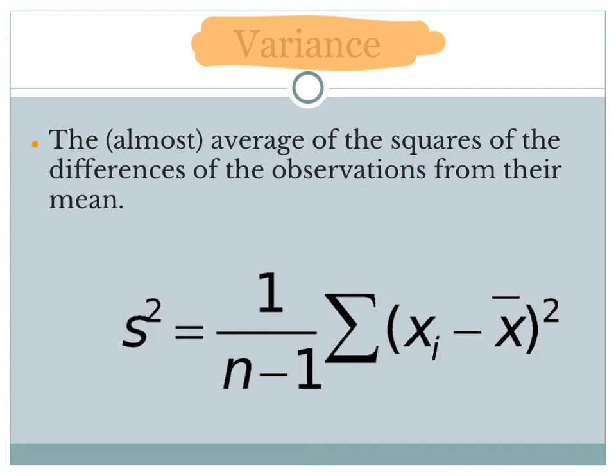We'll take the sum of all of those squared deviations from the mean, and then we're kind of dividing by the number of things. We're dividing by n minus 1 instead of n, which is why up here it says it's the almost average of the squares of the differences of each observation from the mean of the entire data set. So variance is s squared. It is the square of the standard deviation.